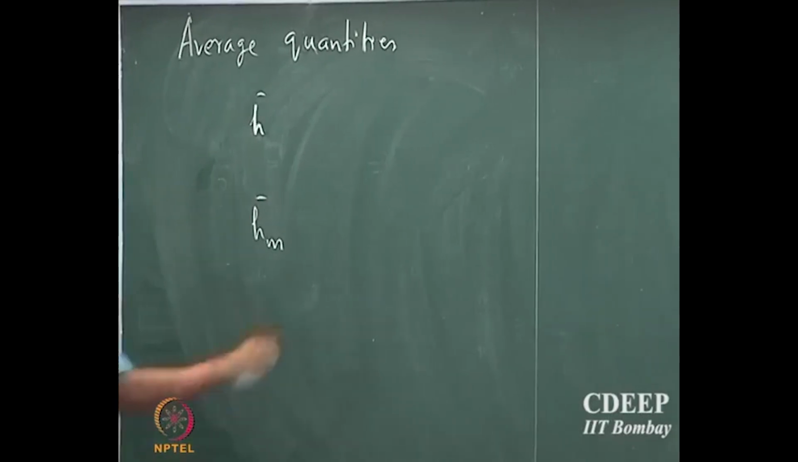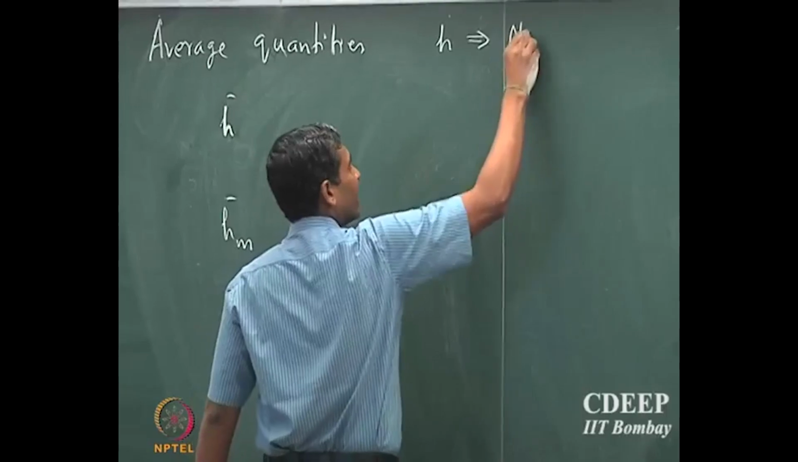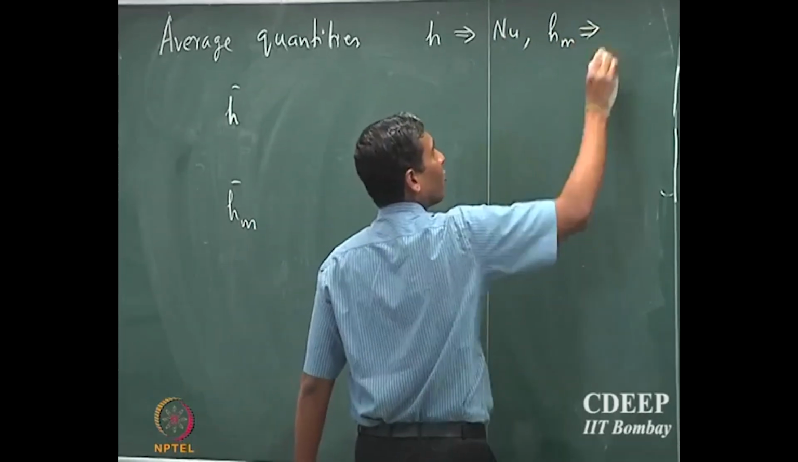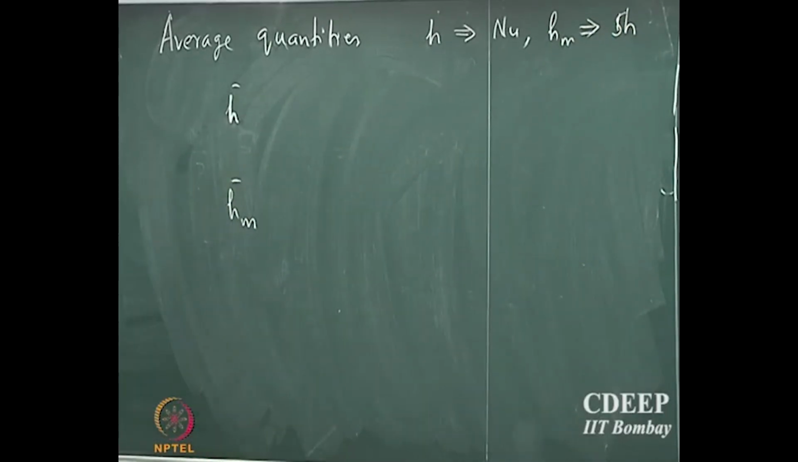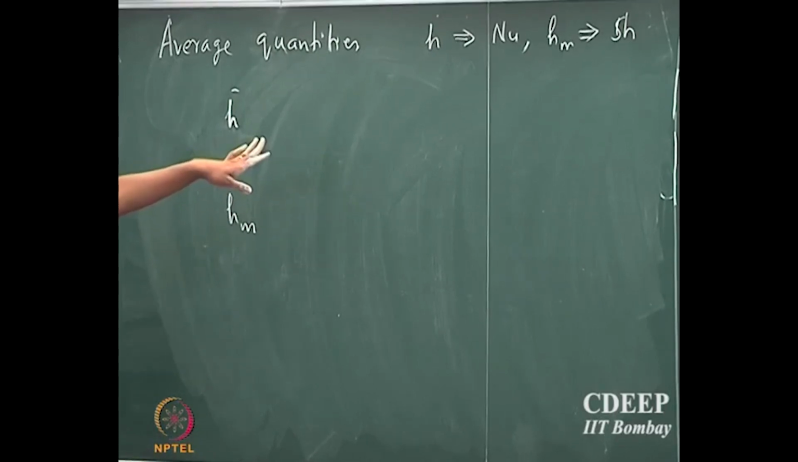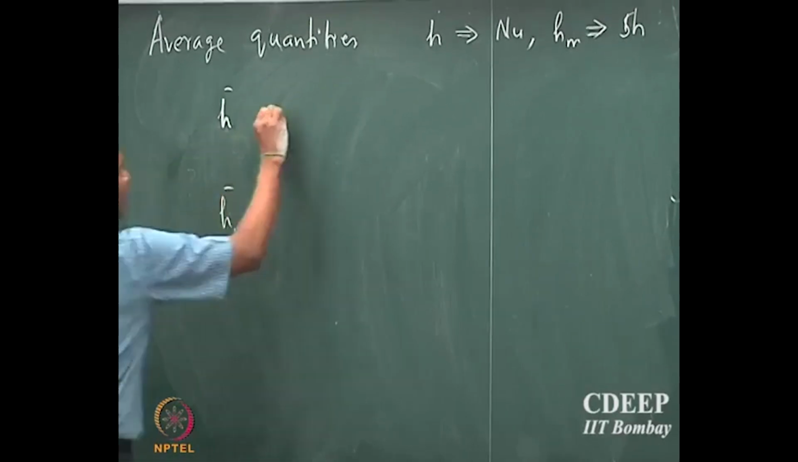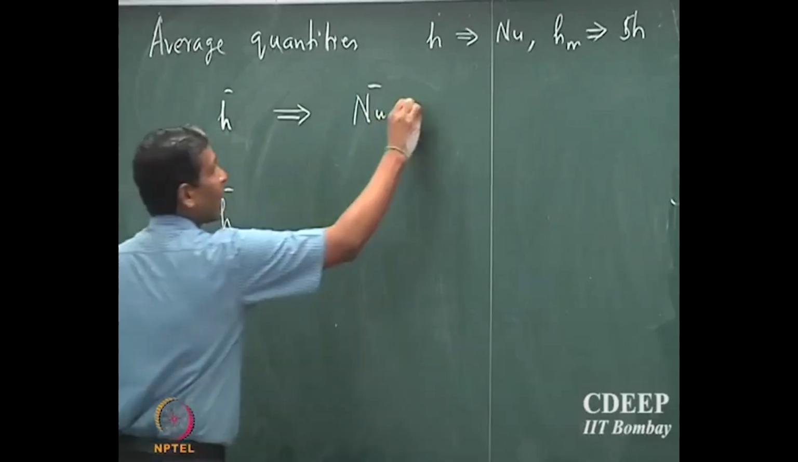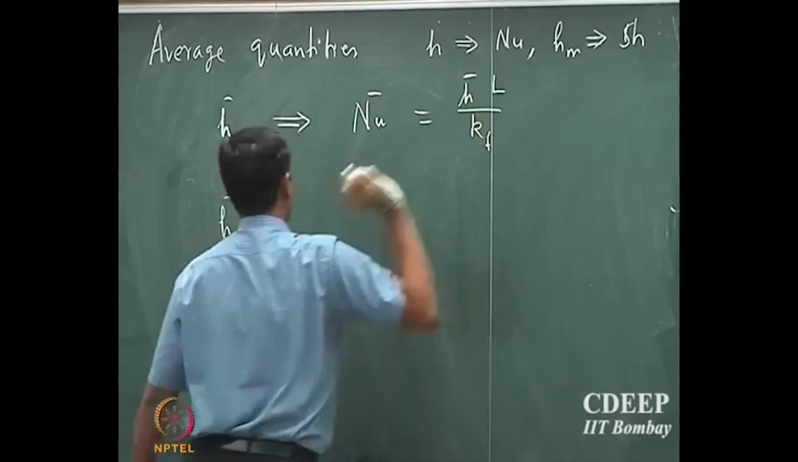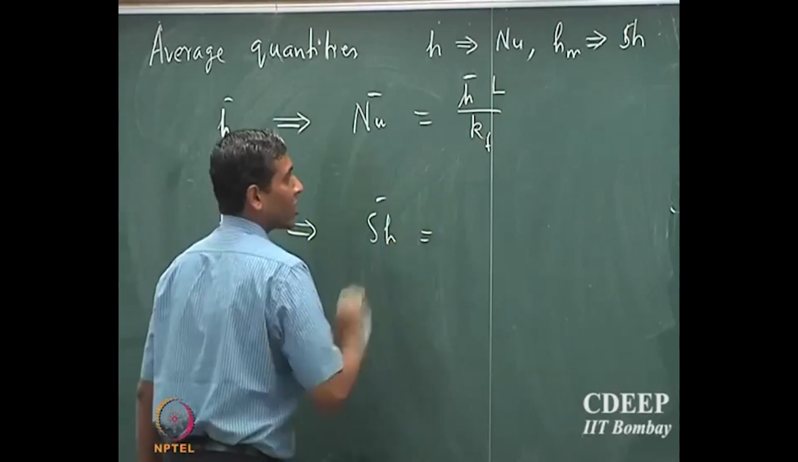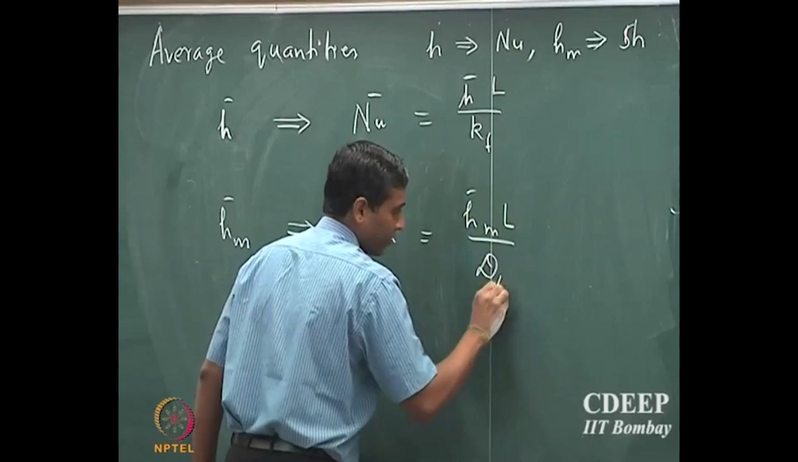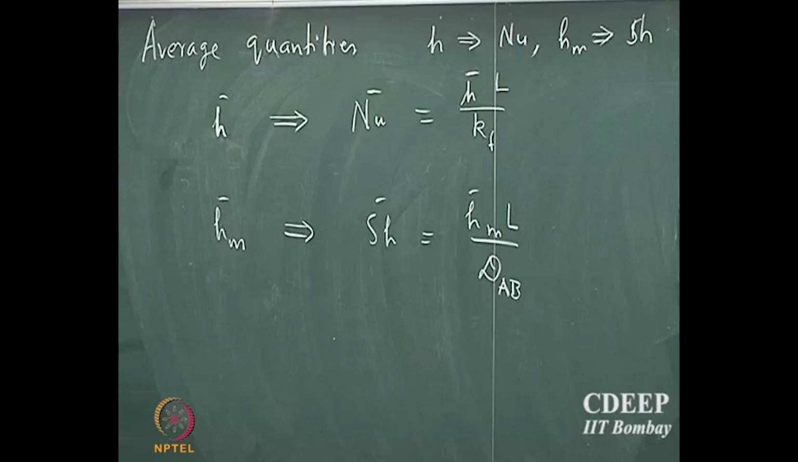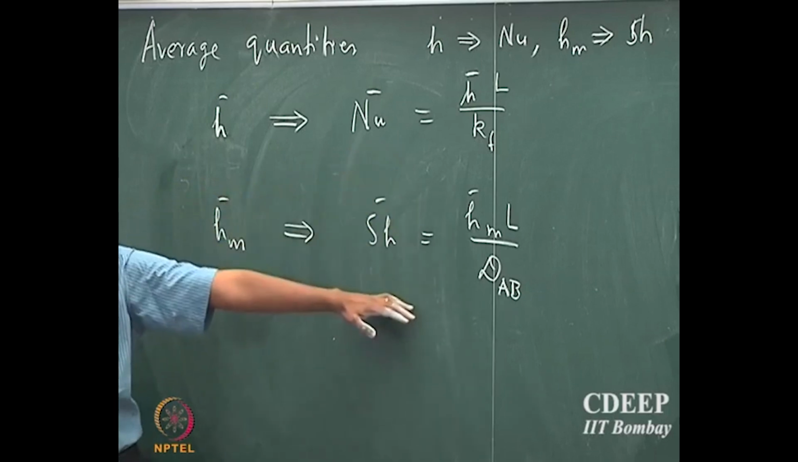Okay. But we said that for the local heat transport coefficient, you need to find the Nusselt number, and if you want to find the local mass transport coefficient, you will have to find the Sherwood number. So therefore we will have to define Nusselt number and Sherwood number based on these average quantities. So if you want to find average heat transport coefficient, then you need to know the average Nusselt number, and that's given by H bar L by Kf, and similarly you will require the average Sherwood number, which is average mass transport coefficient multiplied by L divided by the corresponding diffusivity. So that's what you will have to find. So for all the different geometries that you will discuss in the next several lectures, the ultimate goal is to find out this average Nusselt number and average Sherwood number.